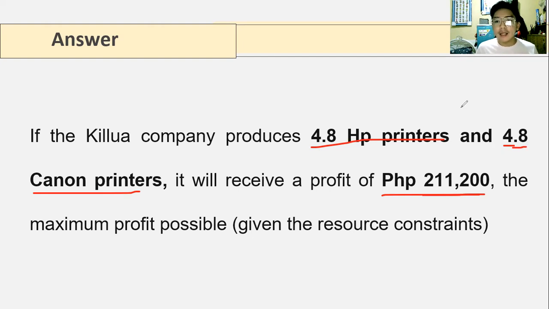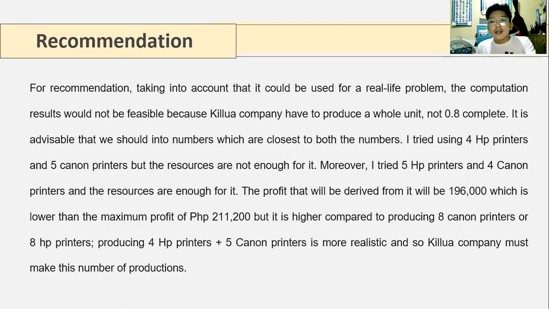But that's not the end. We still have the recommendations, okay? So bear with me. What's my recommendation for this? For the recommendation, taking into account that it could be used for a real-life problem, the computation results would not be feasible because Kilua Company has to produce a whole unit, not 0.8 complete.